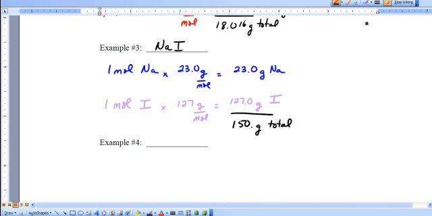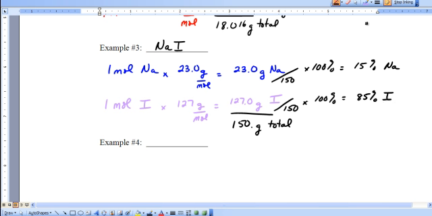Now to get the mass percent, you simply take the parts divided by the total, so it's 23 divided by 150 times 100%, and that's going to give us a mass percent of sodium of 15%. We'll do the same thing with the iodine. Take the 127 divided by 150 times 100, and the mass percent of iodine is going to be 85%.